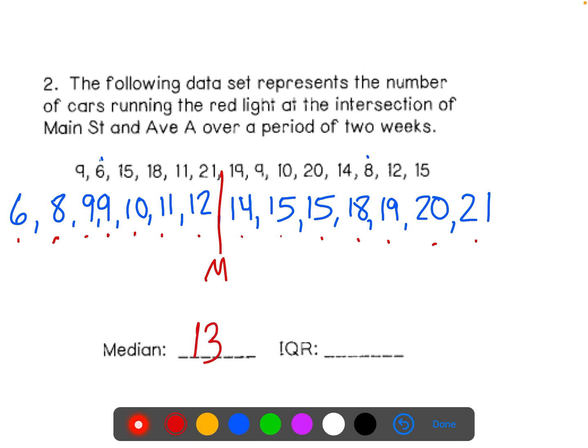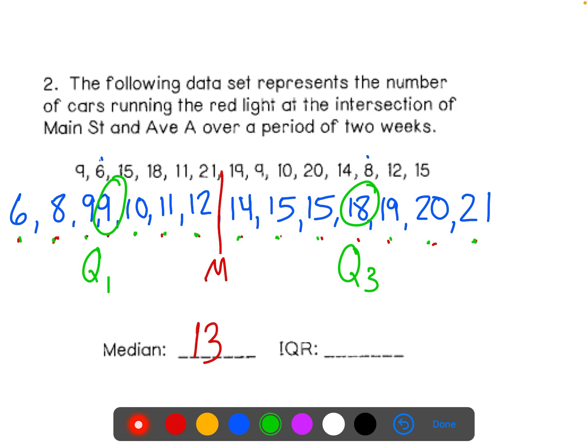Then I need to find my quartiles. So I'm going to look between the lower half and find the median of that, and find the median of the upper half. So if I do that, we'll do 1, 2, 3, 1, 2, 3. That leaves this as my first quartile. 1, 2, 3, 1, 2, 3. So I'm working into the middle, and that makes this my upper quartile.